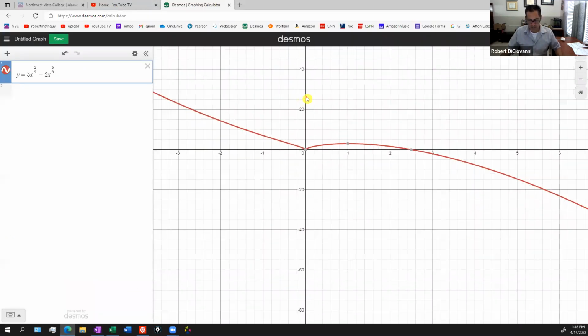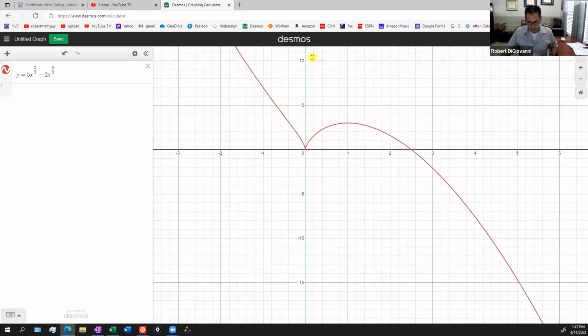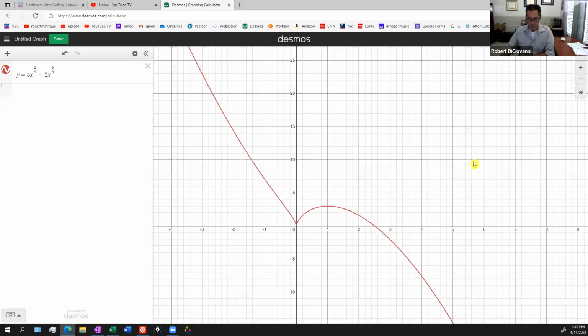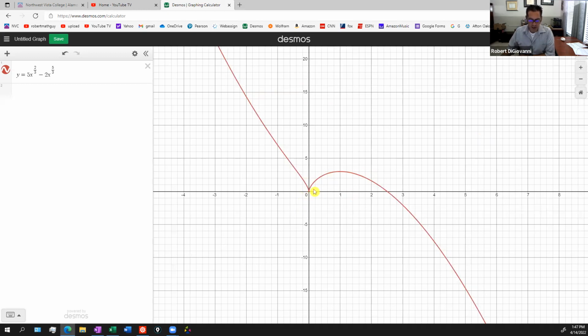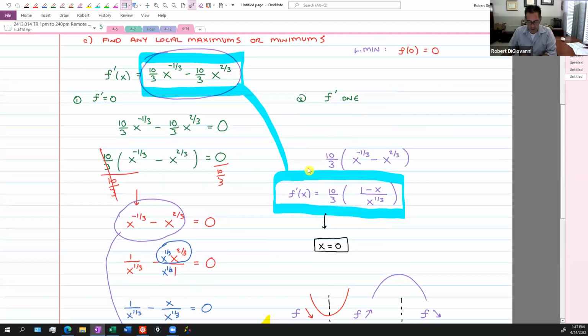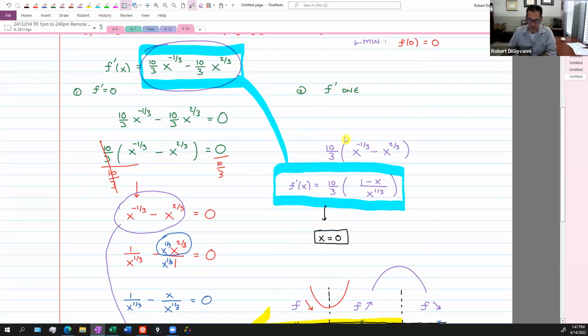So here's what this graph looks like. Hey, what is this thing at 0? What is that shape where it comes together like that? What do we call that? Cusp, right? Doesn't the derivative not exist at a cusp? Yeah. Okay, and didn't we find that out right here when we did this part? Where does the derivative not exist? We said, oh, at 0, it doesn't exist, right? That matches with the cusp.